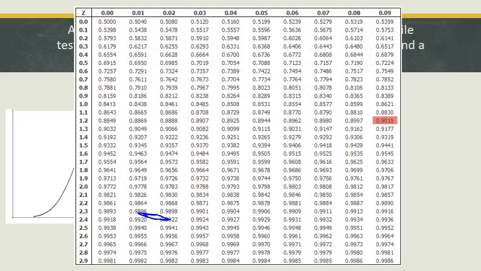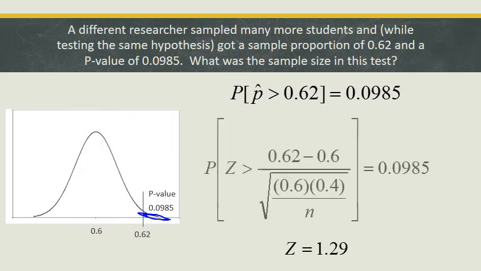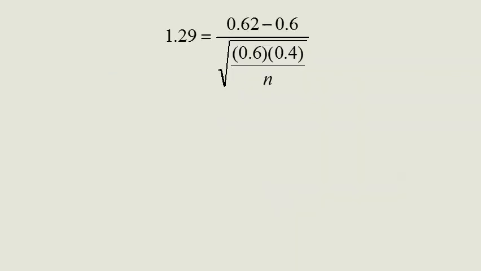Looking at the z table, if the area in the right tail is 0.0985, then z must be equal to 1.29. So I'm going to set the formula for z equal to 1.29 and solve for n. You should get an answer of 999 students. Always round up when doing sample size calculations.